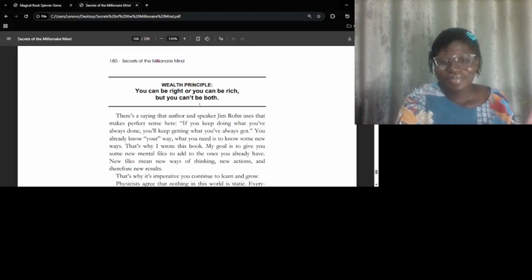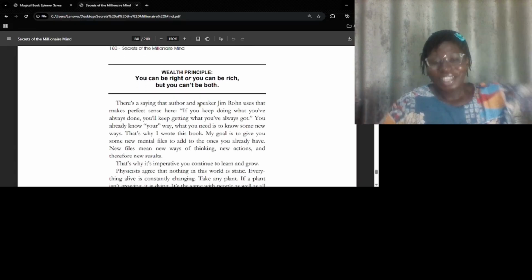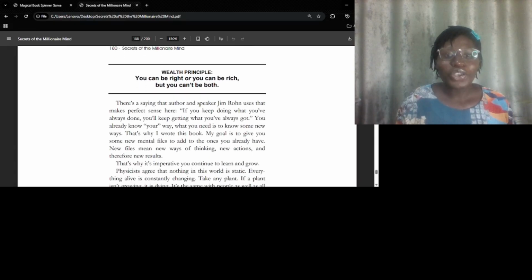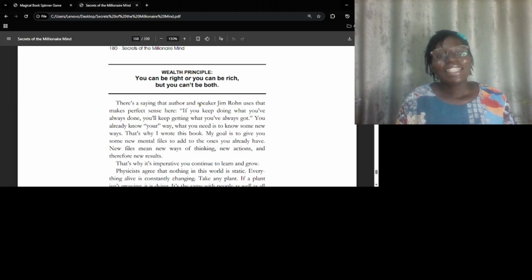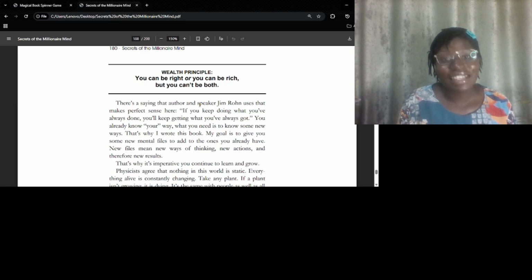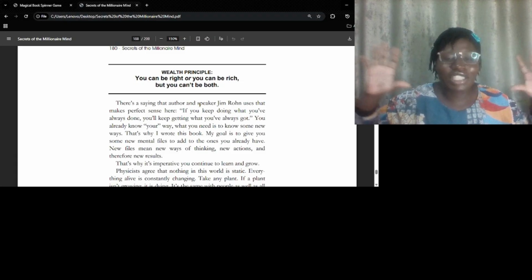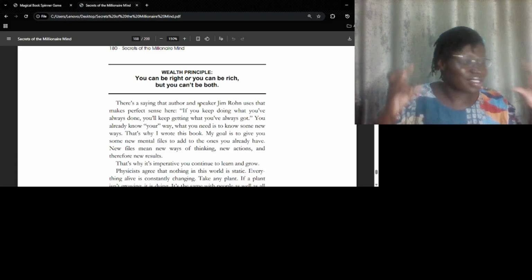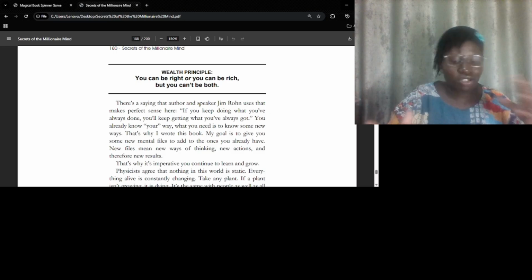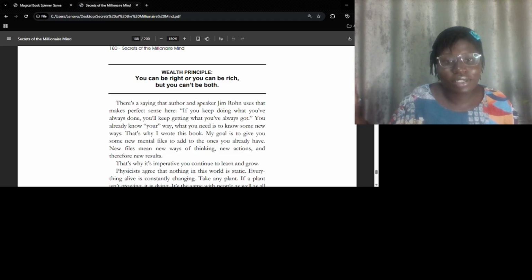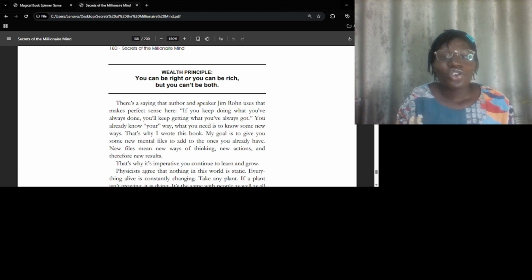Alright, so let's try to make sense out of this. First of all, I like this principle. You can be right or you can be rich, but you can't be both. This speaks so much to when you have an idea. In your mind, this idea is right in every sense of the word. You have this idea, this is how it's going to match to this, to this, to this, to make up something that is going to be a dream fulfilled. You're right in your mind. But then also you can be rich.